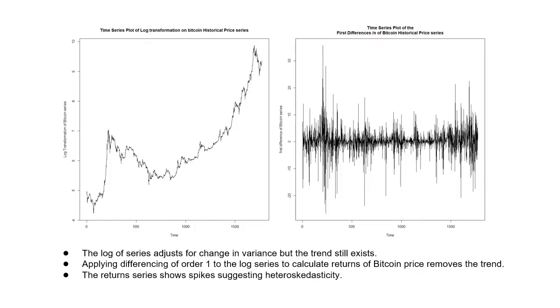We applied log transformation to remove the non-stationarity, but the log of the series only adjusts for change in variance, and the trend still exists. Hence we applied differencing of order 1 to the log series to calculate the returns of the Bitcoin price and remove the trend. But the return series shows a lot of fluctuating points. Volatility is obvious. There is no sense of trend or seasonality, hence suggesting heteroscedasticity.